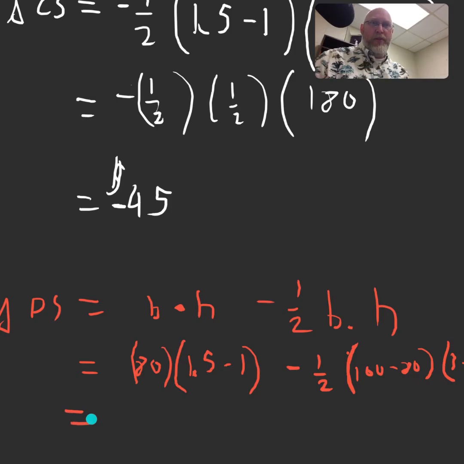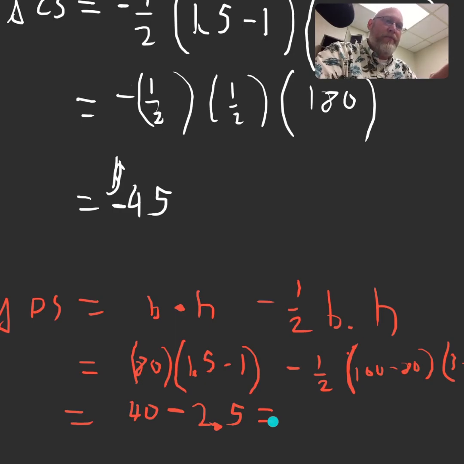The first term is going to be 40. And the second term is going to be 100 minus 80 is 20. 1/2 of 20 is 10. So 10 times 0.25, so 2.5. And as always, feel free to double check my math. So 40 minus 2.5 is 37.5. So that is our change in producer surplus, and it is a gain.